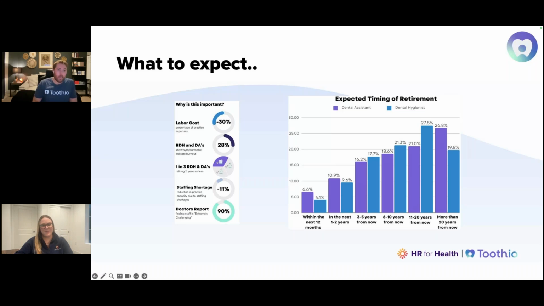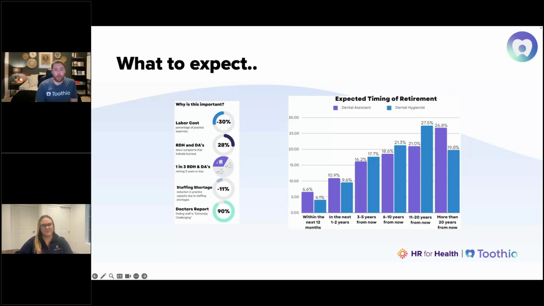A couple other key points I want to highlight as we set the stage for the problem here. Labor costs as a percentage of practice expenses is up about 30%. So we talk about, all this conversation about trying to reduce overhead and get more for less and increase our margins. It's really tough when your labor costs are up 30%, which everybody is facing.